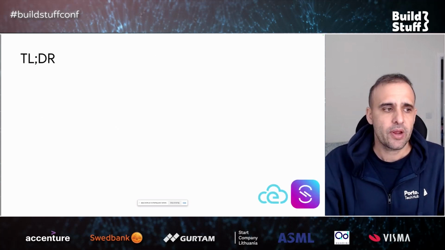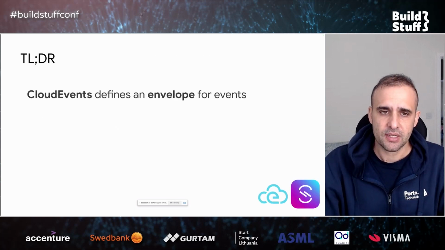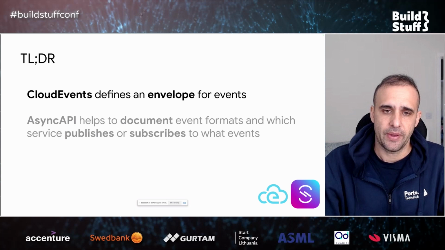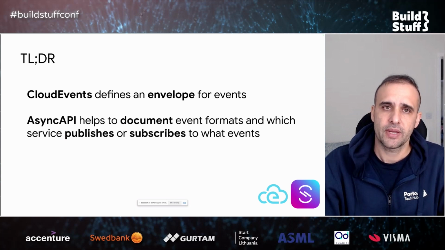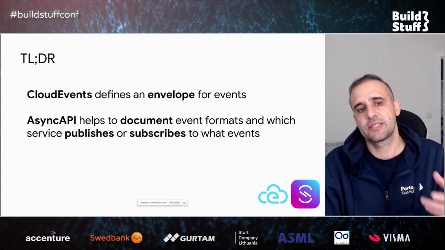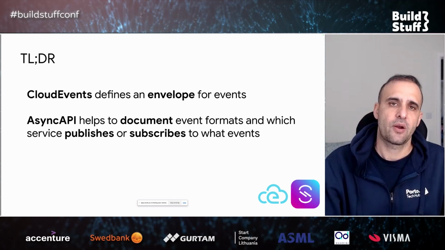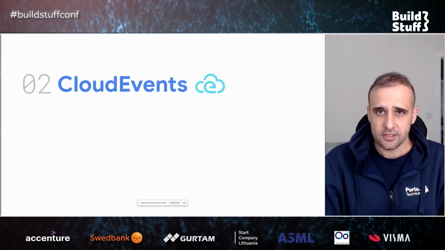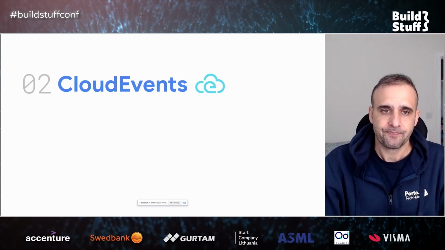And the summary of my talk is that Cloud Events defines an envelope for events that you can use. And Async API helps you to document event formats, and it also helps you to document which service publishes or subscribes to what events, right? So these two projects, Cloud Events and Async API, help with these two things that we need to decide. And that's what my talk is about. So first, let's look into Cloud Events.